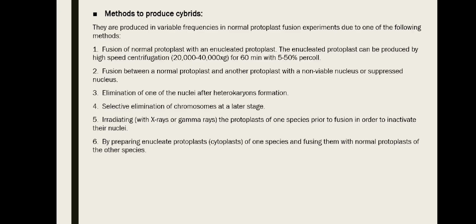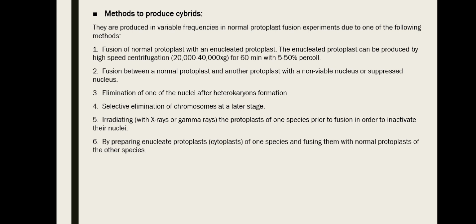In order to call it cybridization, we need one protoplast without a nucleus, that is enucleated, and that can be done by various methods. There are a number of methods to produce cybrids. They are produced in variable frequencies in normal protoplast fusion experiments due to one of the following methods. 1. Fusion of a normal protoplast with an enucleated protoplast. The enucleated protoplast can be produced by high-speed centrifugation at 20,000-40,000 xg for 60 minutes with 5 to 50% Percoll.